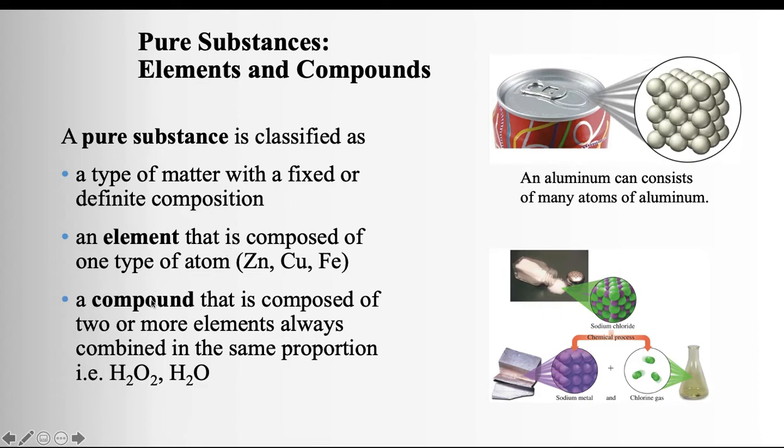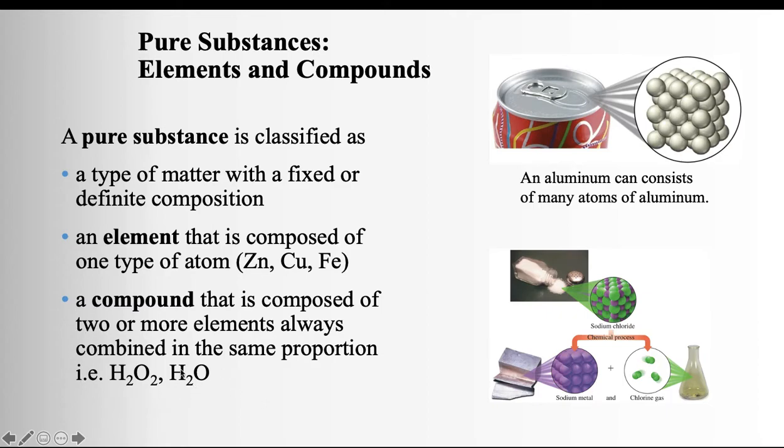A compound, on the other hand, that is pure, is always composed of two or more elements, the ones that we found up here, and they're always combined in the same proportion to each other. I have the example here of peroxide. This is peroxide, this is water. In peroxide, hydrogen and oxygen are combined in a 1-to-1 or 2-to-2 ratio. In water, however, I have a 2-to-1 ratio, so 2 hydrogens to 1 oxygen. In peroxide, I have 2 hydrogens to 2 oxygens, so 1-to-1 ratio. Here I have a 2-to-1 ratio.